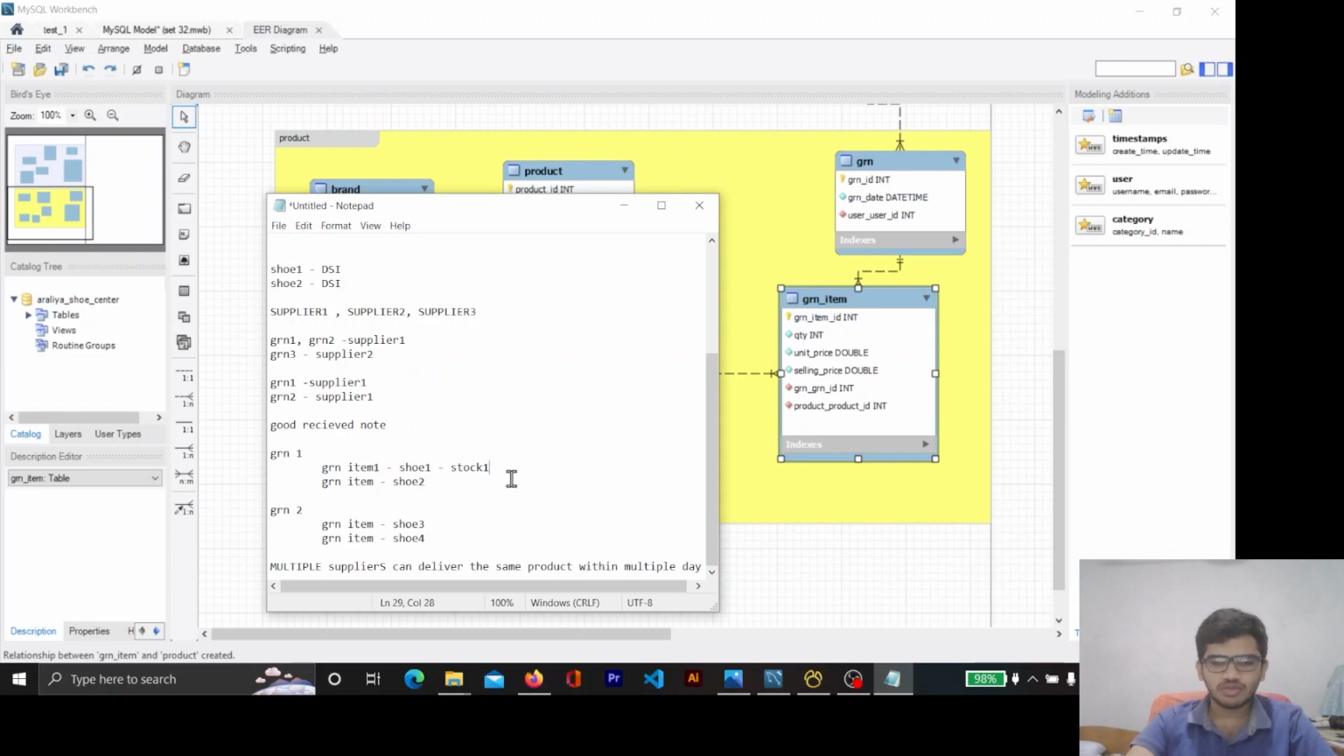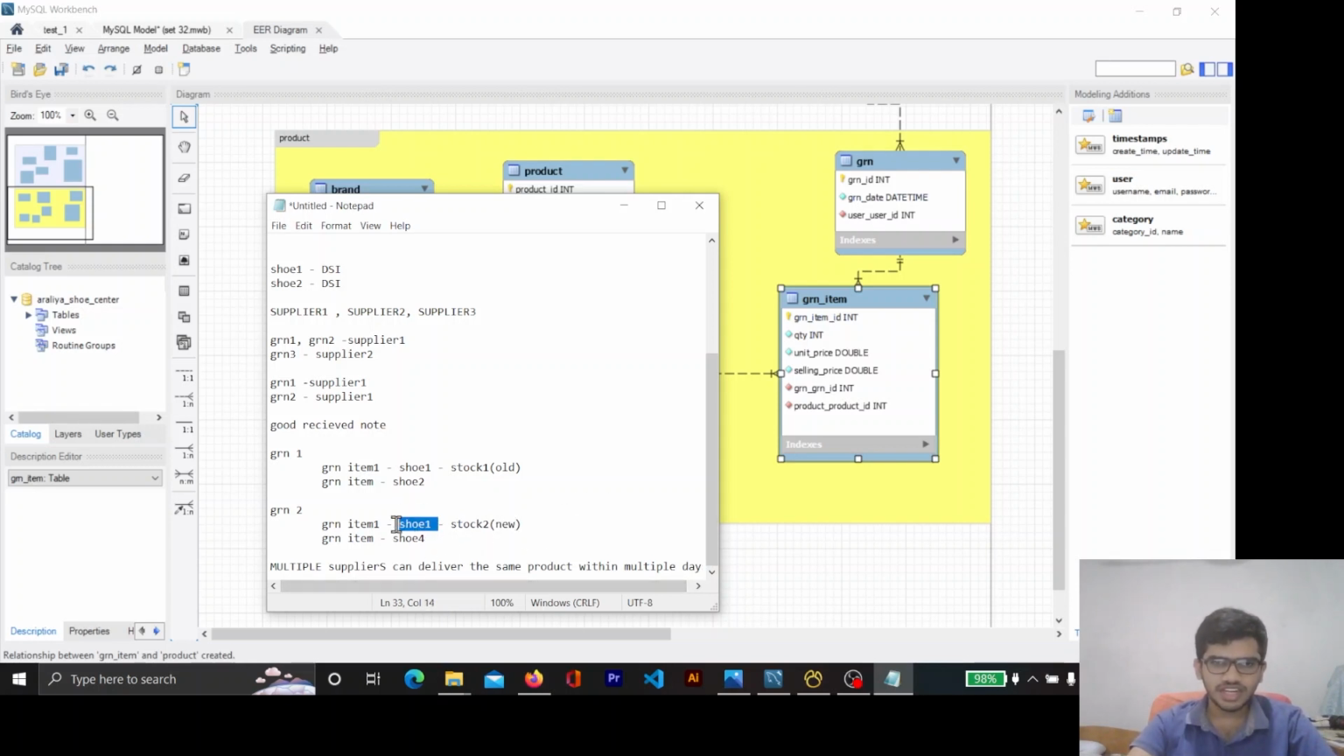Stock 1 means, suppose, the old stock and GRN item. So this is the first GRN. For the second GRN, suppose we are delivering, as for GRN item 1, the same shoe. That goes not into this stock but into the other stock, stock 2, which is the new stock.